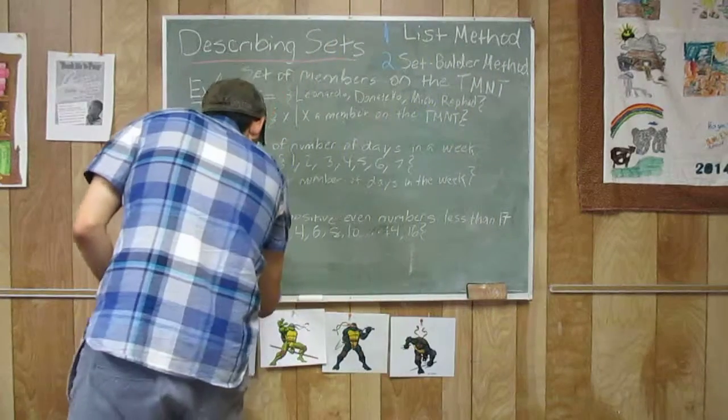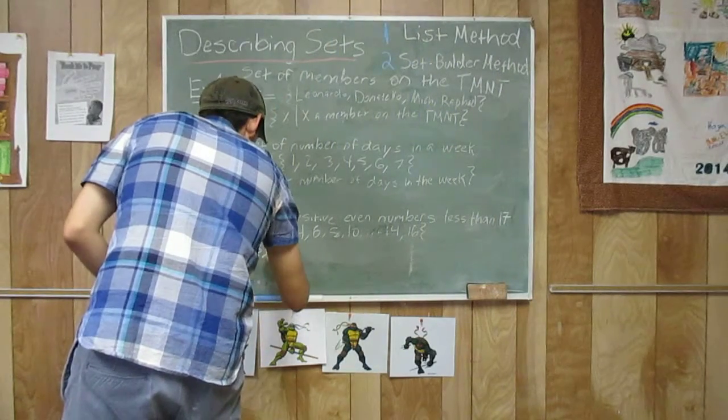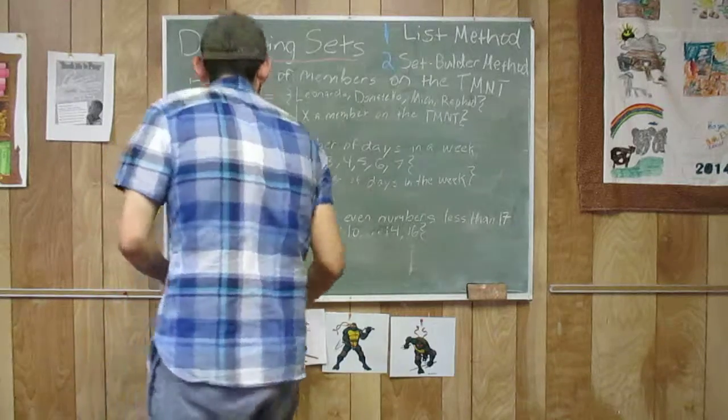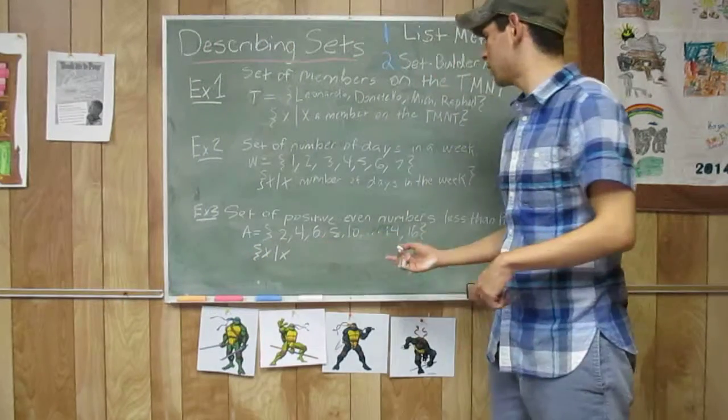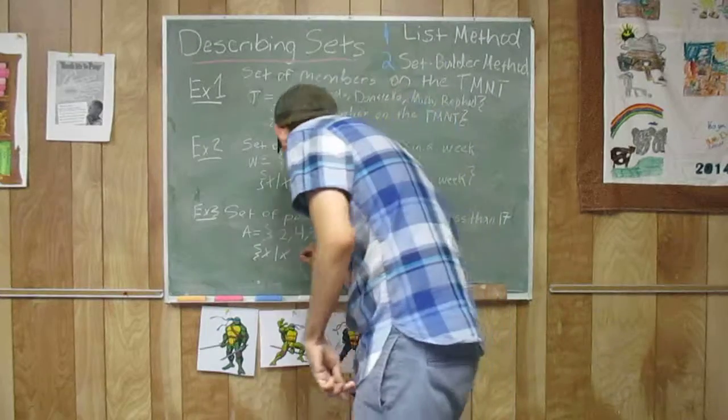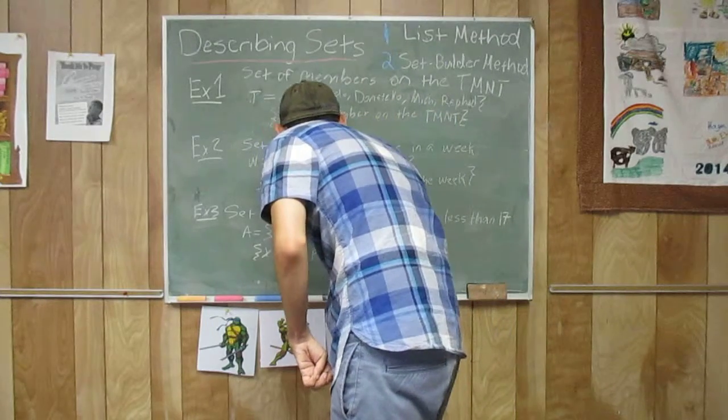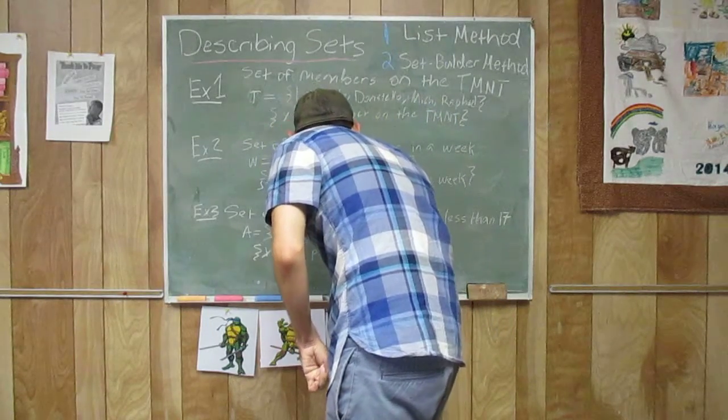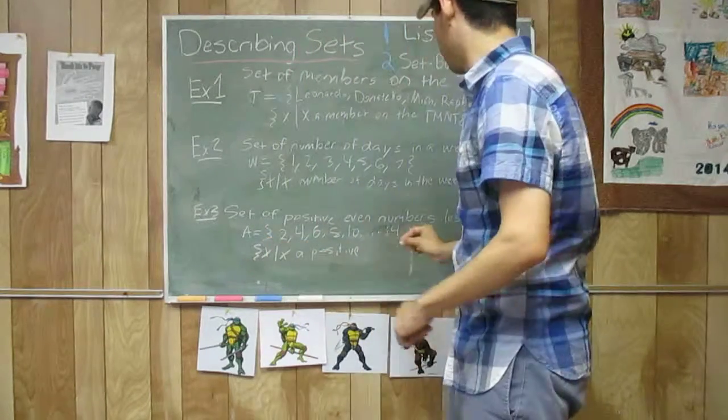So for the set builder method, x would be such that x is, and again, what it is, a positive even number less than 17.